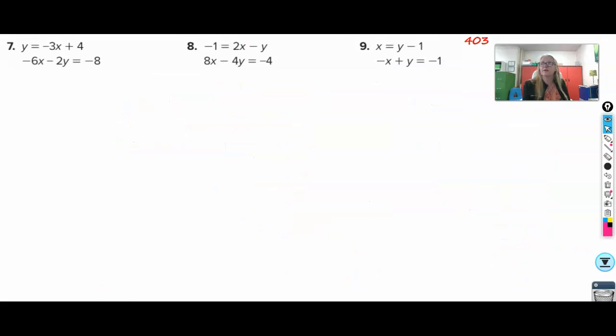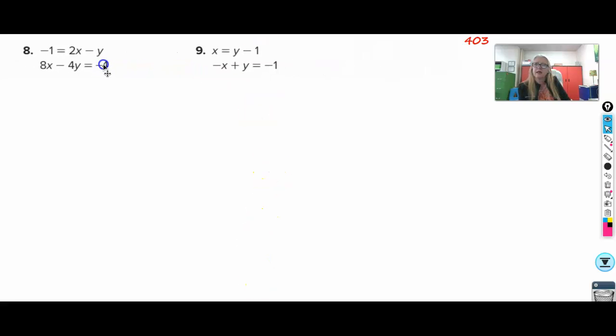Moving on. Let's see, number 7, they have solved for y. Number 8, they have not solved for a letter. And number 9 is one of those ones that is so simple, it's hard. So maybe we'll do 8 and 9. I don't want to do all of them. We'll be here all day. Let's do 8 and 9 on this page.